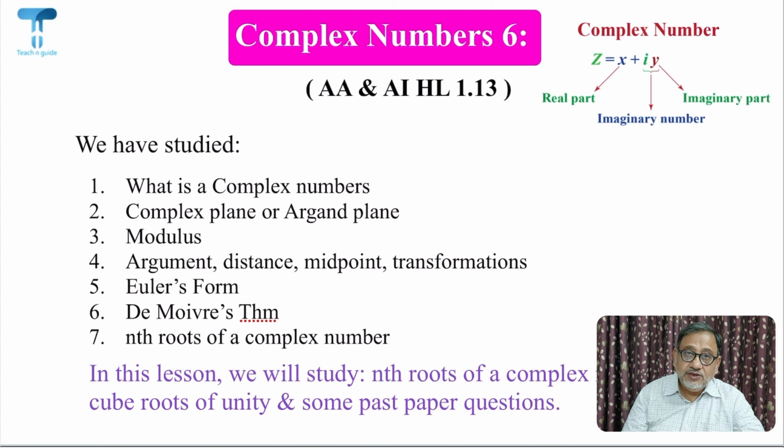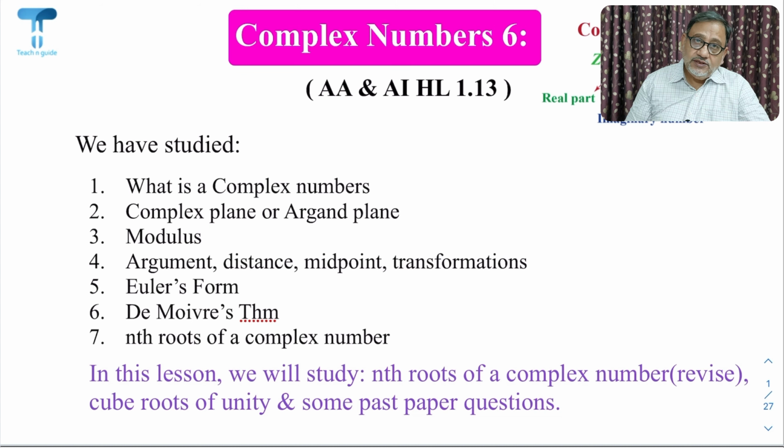What is Euler's form? e raised to i theta. And de Moivre's theorem also we have studied, and the nth roots of a complex number. So fourth roots will be 4 roots, fifth roots will be 5 roots, and so on. Now in this lesson we will again study the nth root of a complex number, because I feel last time I didn't do many questions, so I will be revising a few things. And then the cube root of unity, and some past paper questions definitely.